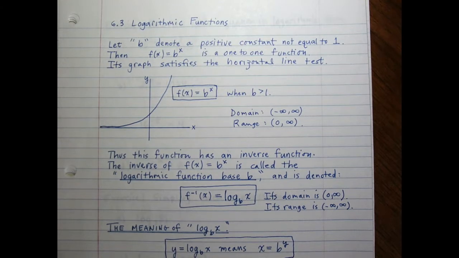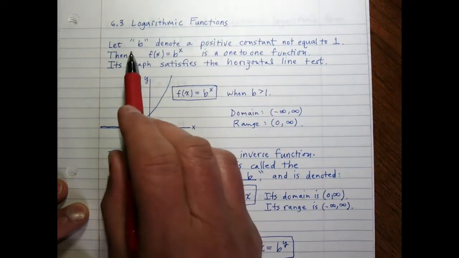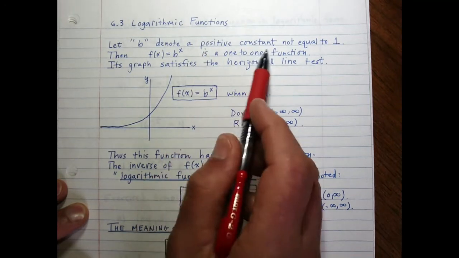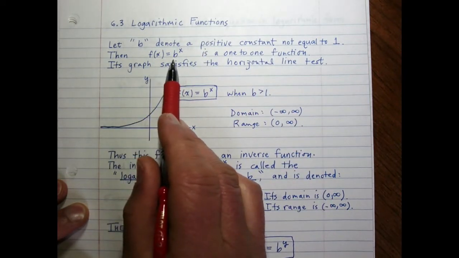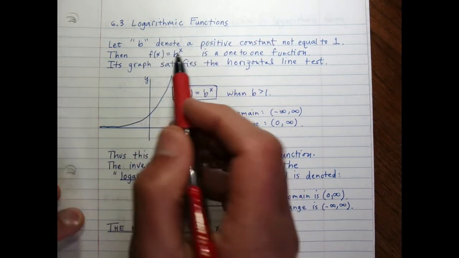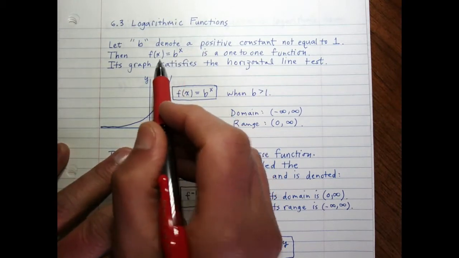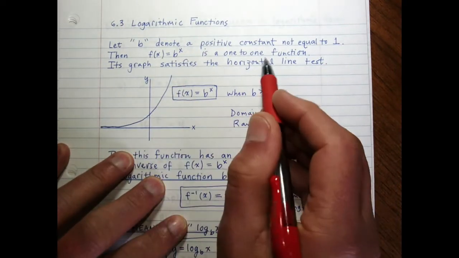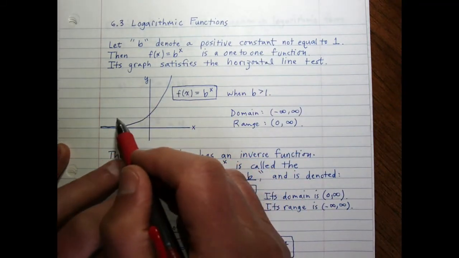So now we're going to start talking about another important category of functions called logarithmic functions. Let b denote a positive constant not equal to 1, then f of x equals b to the x is a one-to-one function. Now, this is an exponential function. We're still talking about exponential functions right here. An exponential function is a one-to-one function. Its graph satisfies the horizontal line test.